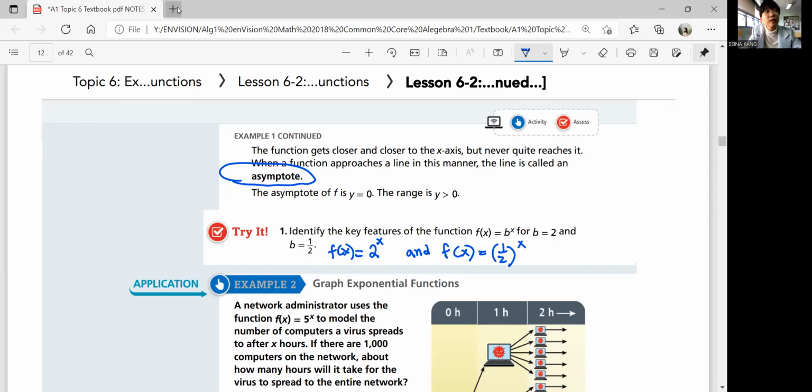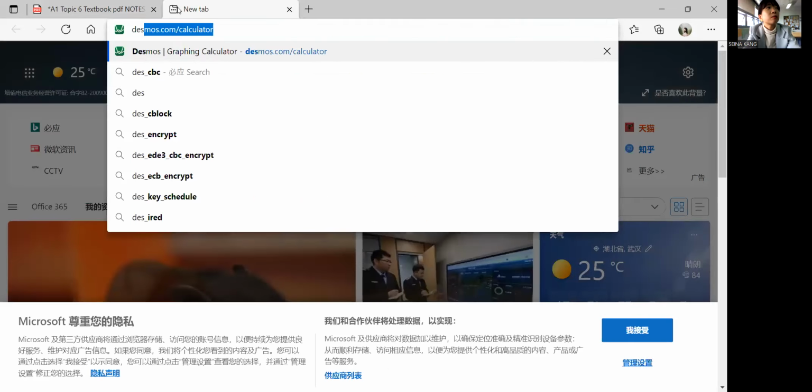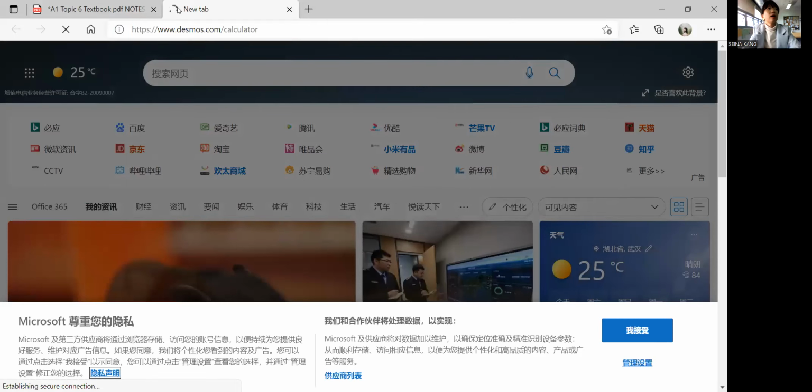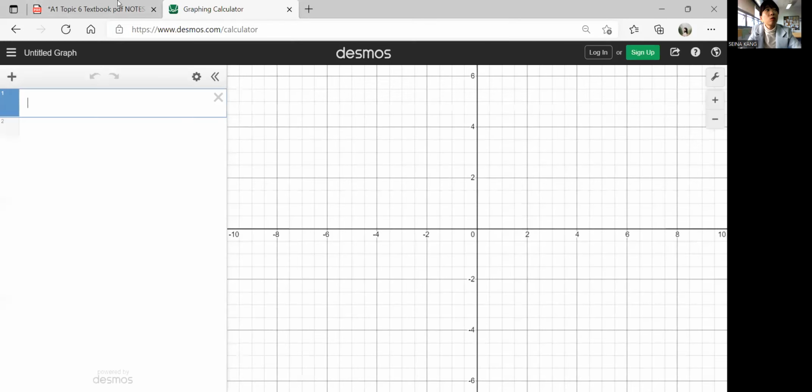Well, let's look at it together. Go to desmos.com and we'll see how they look.